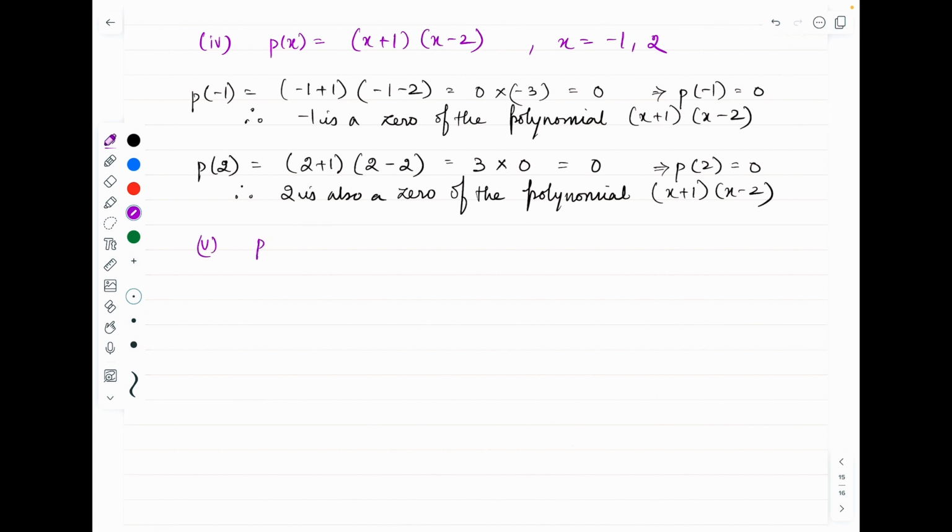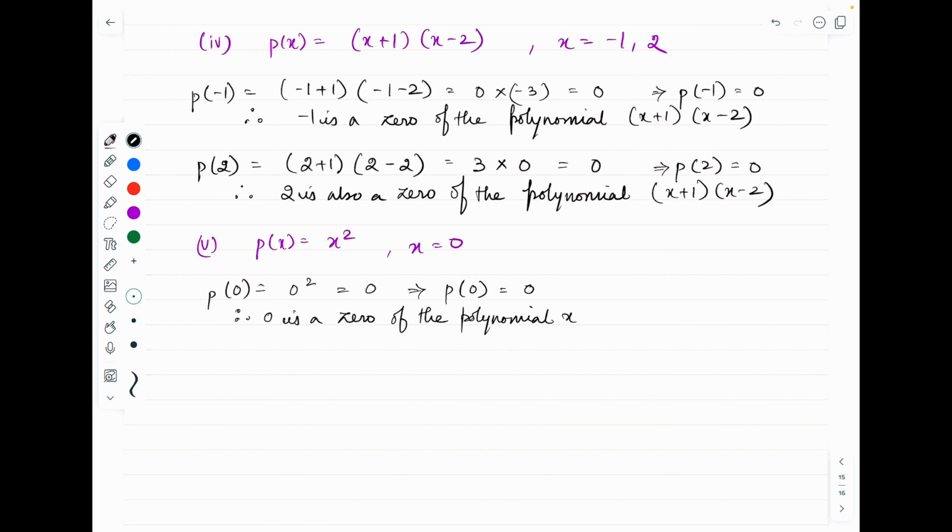The fifth question is p of x equals x square, with x equals 0. This is simple. You have to find only p of 0. Instead of x square, we are putting 0 square. 0 square is 0, so we are getting p of 0 equals 0. So we can write, therefore, 0 is a 0 of the polynomial x square. Are you getting it?